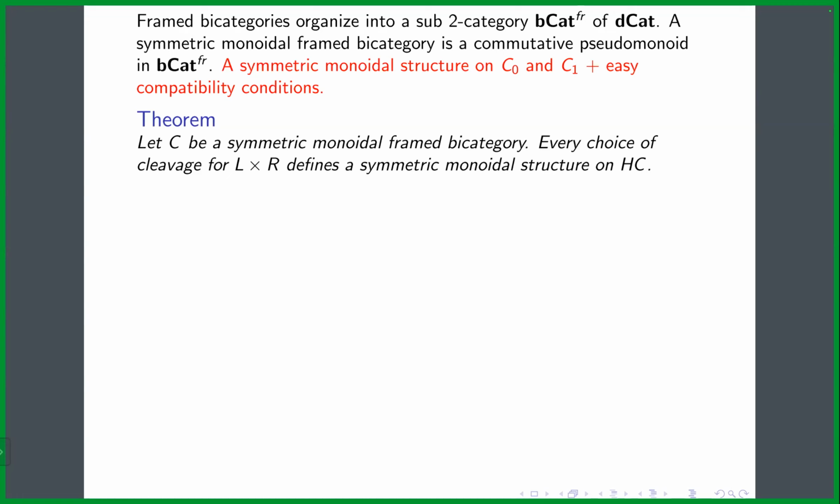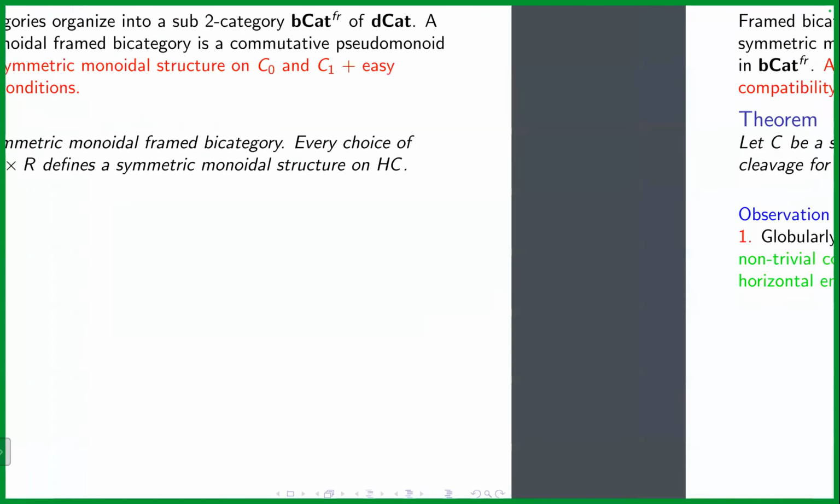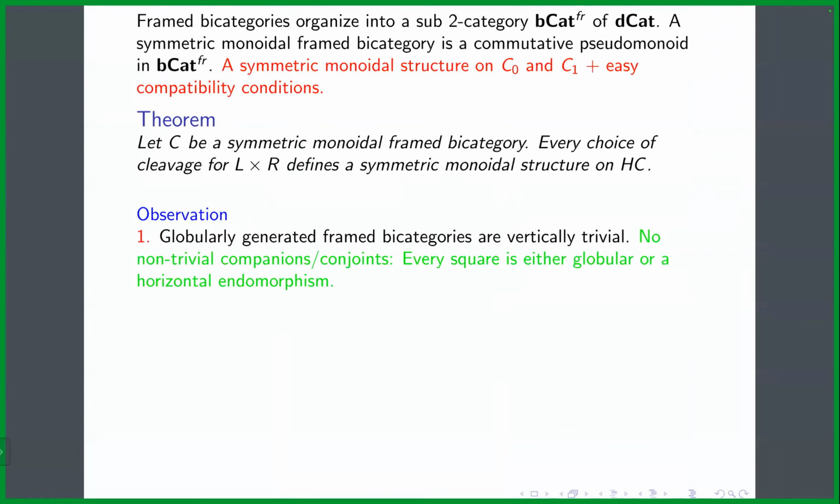If C is a symmetric monoidal bicategory, then every choice of cleavage for the fibration L times R defines a symmetric monoidal structure on the horizontalization of C. So this is Schulman. And so we have the following observation. So this was the motivation for this project.